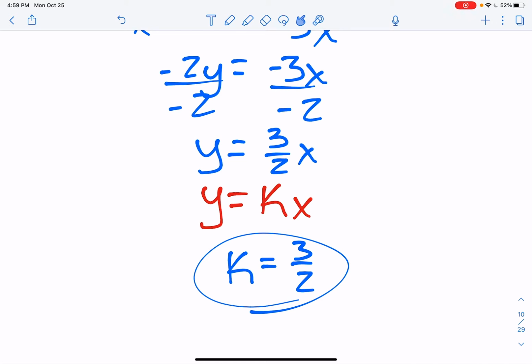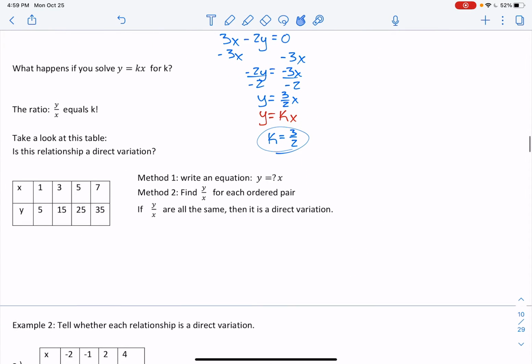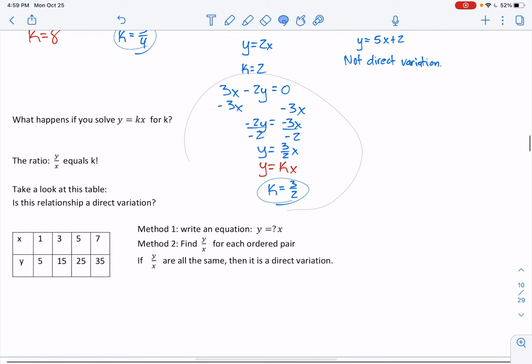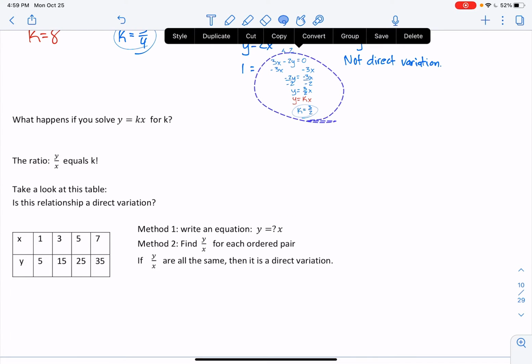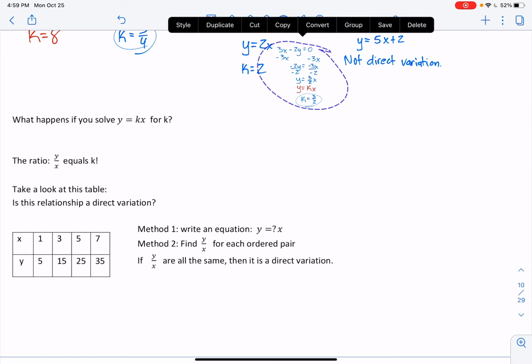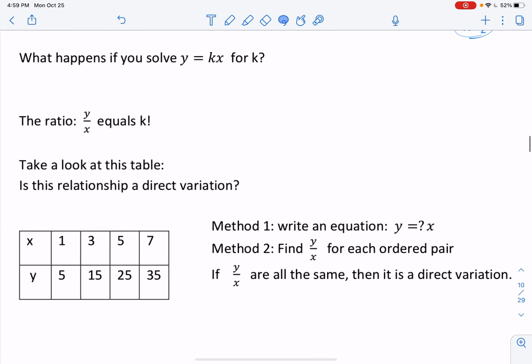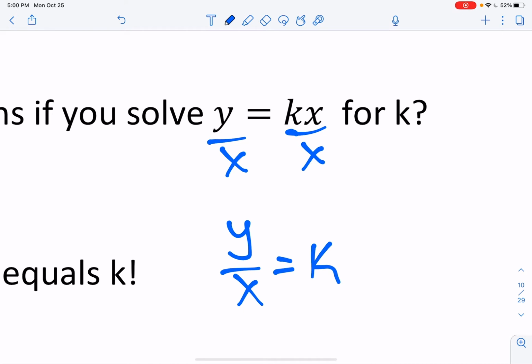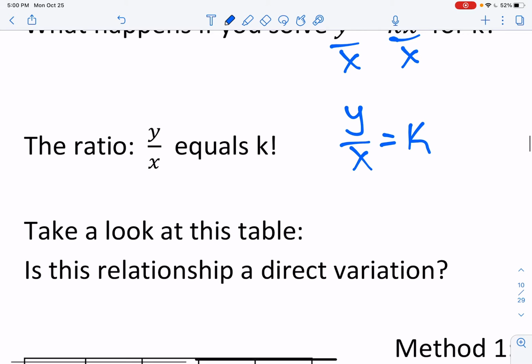Okay. On the next ones, it's going to say, what does direct variation look like based on a table? It says, what happens if you solve y equals kx for k? Well, what's happening to k? It's being multiplied by x. What's the opposite of multiplying by x? Dividing by x. If I do it to one side, I do it to the other. So y over x equals k, as it shows here, right?